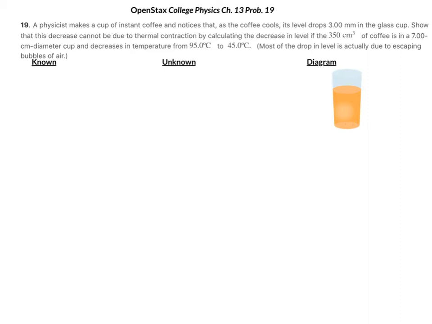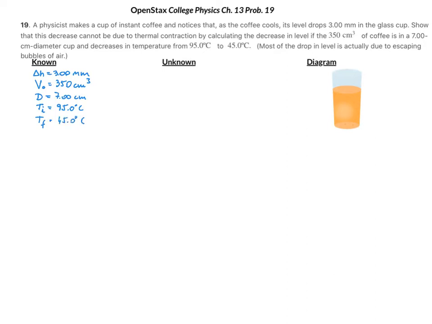All right, so let's write down the things that we know. We know that the coffee drops in height by 3 millimeters. And the original volume of coffee was 350 cubic centimeters. The diameter of the cup D is 7 centimeters. And the initial temperature was 95 degrees Celsius. And the final temperature was 45 degrees Celsius.